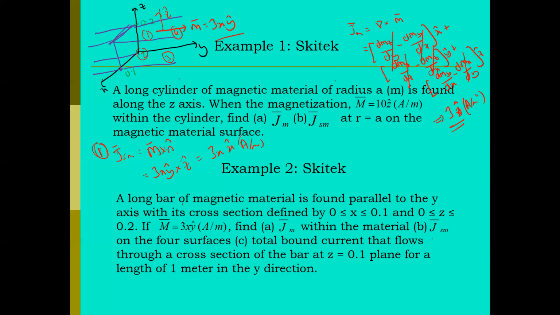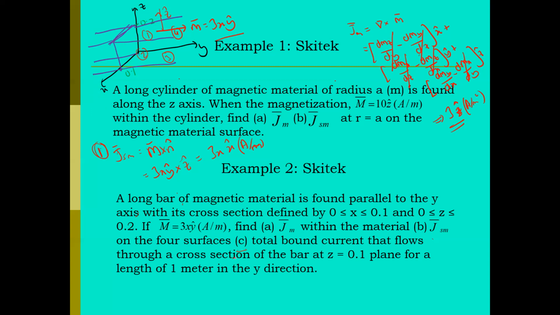ampere per meter. The same thing applies to the other three surfaces: surface number 2, surface number 3, and surface number 4. So you only need to know what the normal unit vector is for the rest of these three surfaces.